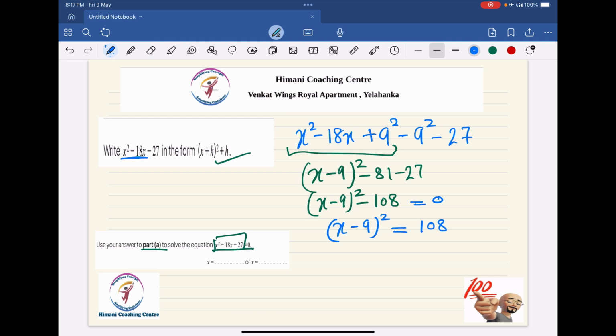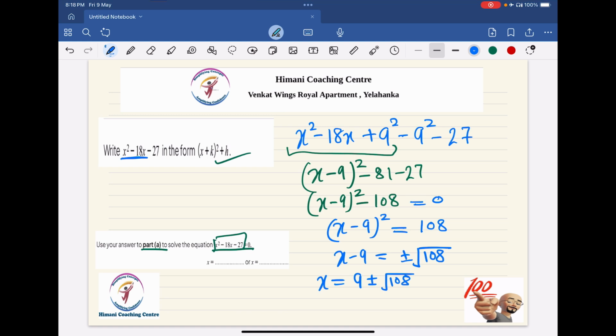Okay, so now what will happen? So we have to find x minus 9. So x minus 9 would be equal to plus minus root 108. Okay, and then what would be the value of x? It would be 9, because minus 9 goes to the other side, plus minus root of 108.